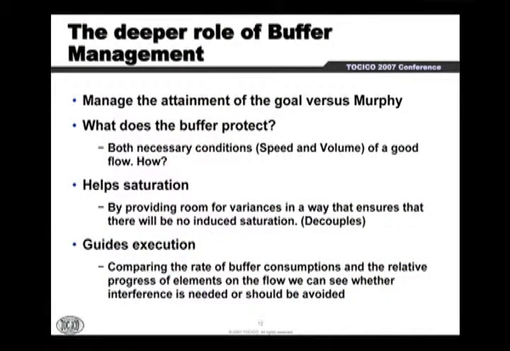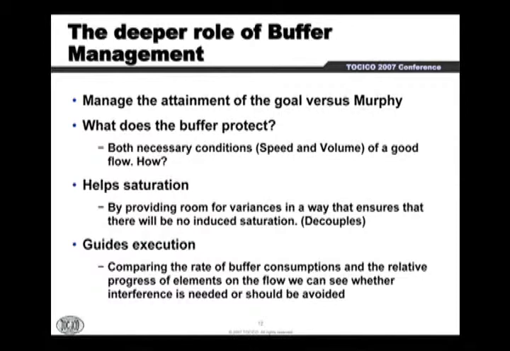Then you have the deeper role of buffer management. Buffer management is not just a way to protect against variability. It's the key to understand how you can improve the system, as well as actively manage it, because otherwise it would just be a passive protection. It's much more than that. It provides us, through two things, guidance of the execution priorities and guidance of the process of ongoing improvement through the statistics of the buffer, understanding where, when, and by how much I need to improve my flow.